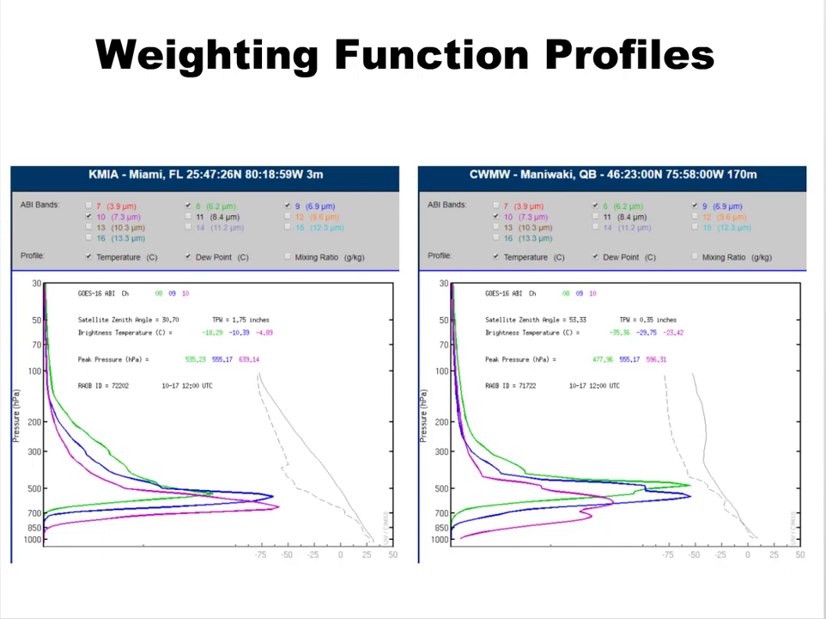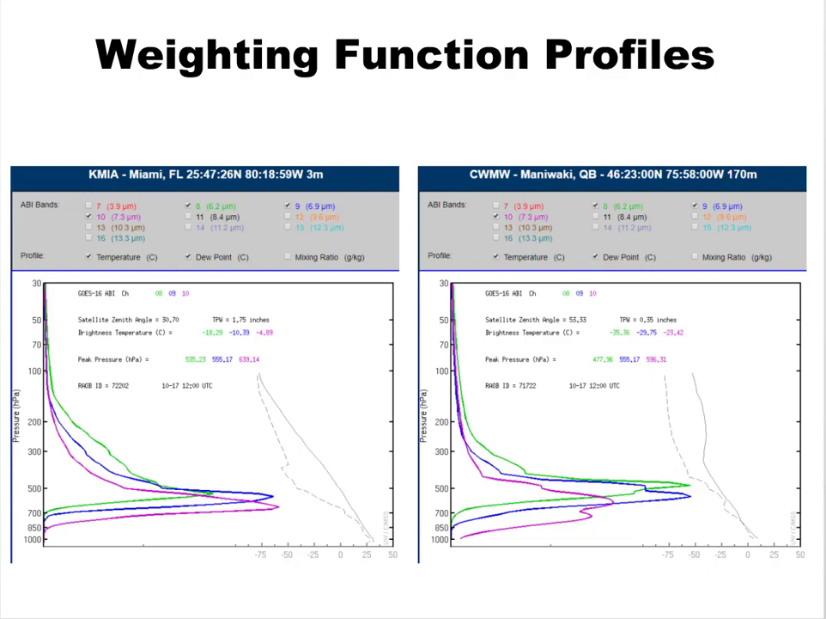Recall our interpretation of water vapor imagery is the net temperature of the moisture in the layer the sensor is seeing, and where it is seeing is defined by the weighting function profile. Here's the weighting function profile for the 3 water vapor bands for Miami on the left and Maniwaki on the right, computed from the available soundings valid for clear sky conditions.